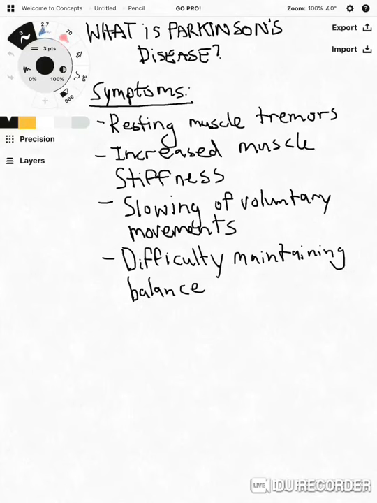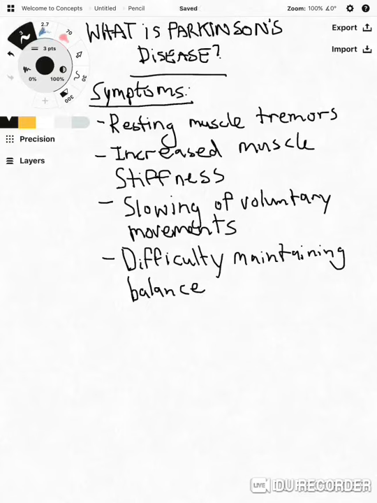In this video, we will explain how the loss of dopamine-producing neurons in the brain results in the characteristic manifestation of Parkinson's disease. And I'll preface this by briefly explaining Parkinson's disease for those who aren't familiar with it. So what is Parkinson's disease? Parkinson's disease is a degenerative disorder.